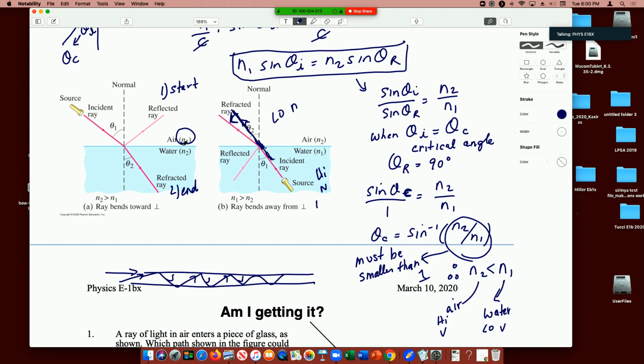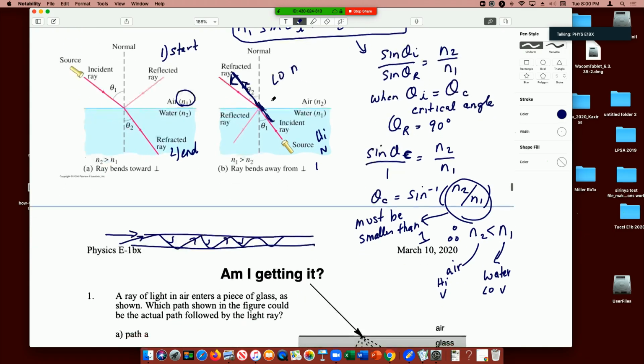I think some of you thought that N1 is always air, and N2 is always something other than air. That's not true. See here in this picture, it's going from N1 to N2, where it's going from air to water. Here, it's going from water to air, right? So in this case, N1 is water. The 1 and 2 refer to where you start and where you finish, not any specific medium. Okay, so I just wanted to make sure that was really clear.